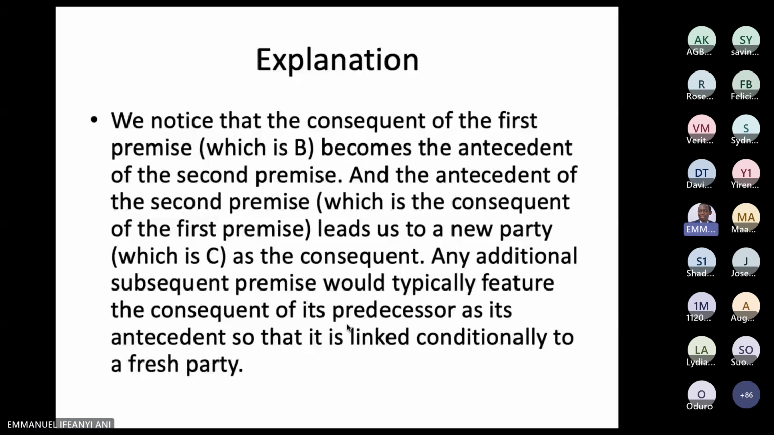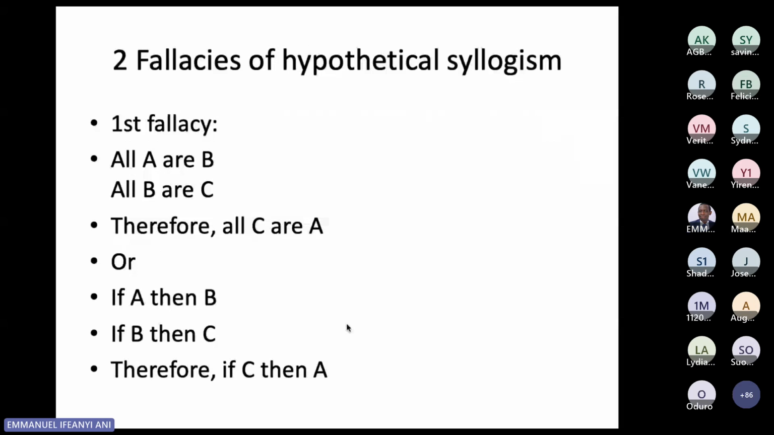Now let's look at two fallacies of hypothetical syllogism, or we call them two hypothetical fallacies. The first fallacy: all A are B, all B are C, therefore all C are A. Now instead of the conclusion saying all A are C, it says all C are A. The conclusion reverses the terms.